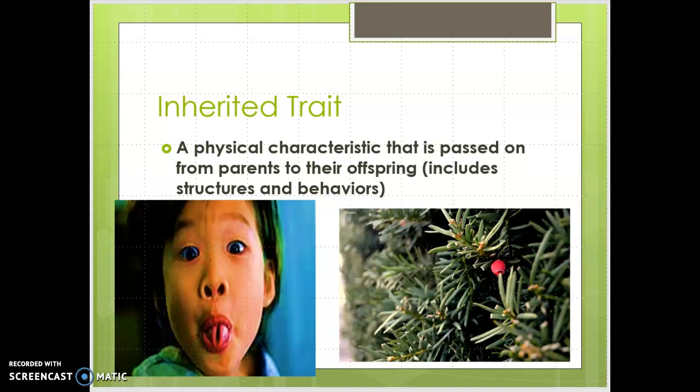So there's some things that Mr. Briggs does because that's how his family, how his parents have done it. It's an inherited behavior. Now there are also inherited structures, such as Mr. Briggs has blue eyes like his dad does. So that is a physical characteristic that's passed on. So that's a structure, not a behavior.